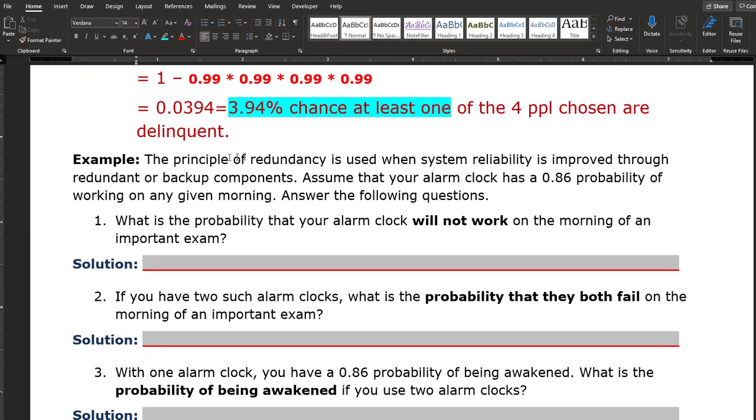Now this one talks about the principle of redundancy, which is a common principle used in factories and places where you have components that keep your system going. It improves your system reliability because you have multiple components that do the exact same job together. So this one says assume your alarm clock has a 0.86 or 86% chance of working on a given morning. So basically you have an 86% chance to wake up each morning. And we'll answer the following questions.